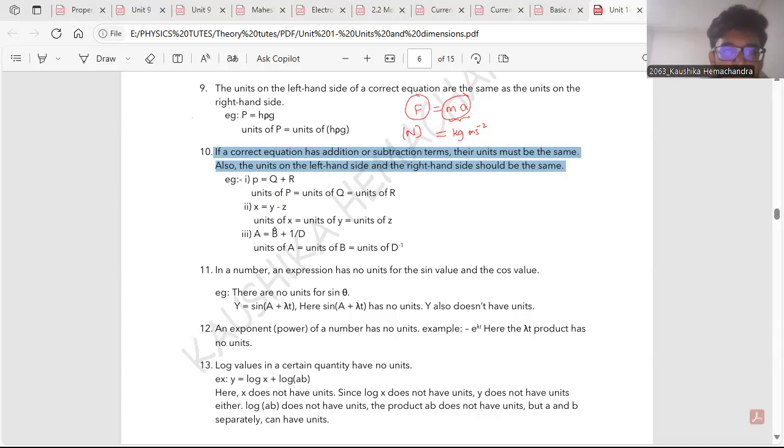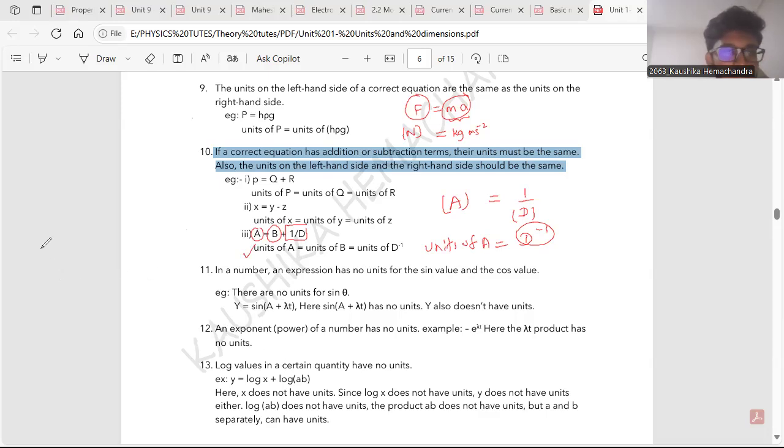Now, මෙතන ගත්තොත් units of A should be equal to units of B, but it's not equal to units of D directly, no? Units of A equal to units of 1 over D. 1 over D means D to the power minus 1. Units of A equals units of D to the power minus 1. Right? Make a note.